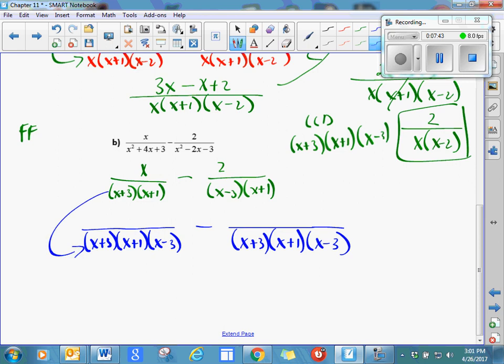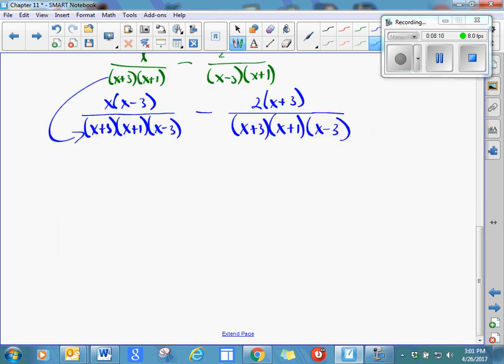How do we get from here to here? What are we missing? We've got the x plus 3, we've got the x plus 1, but we don't have the x minus 3. So that's what you're going to multiply the existing numerator by. Don't forget the existing numerator. It's kind of easy to leave him out, because he's just hanging out waiting to be multiplied. So what does the 2 have to be multiplied by? I've got the x minus 3, the x plus 1. He needs the x plus 3.